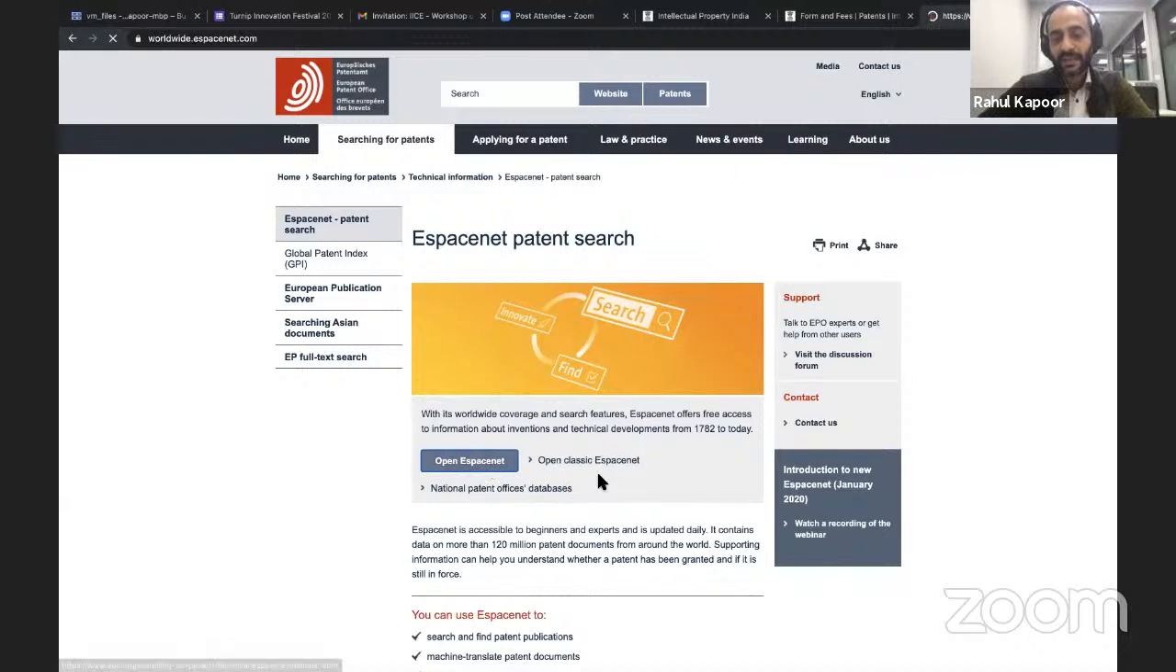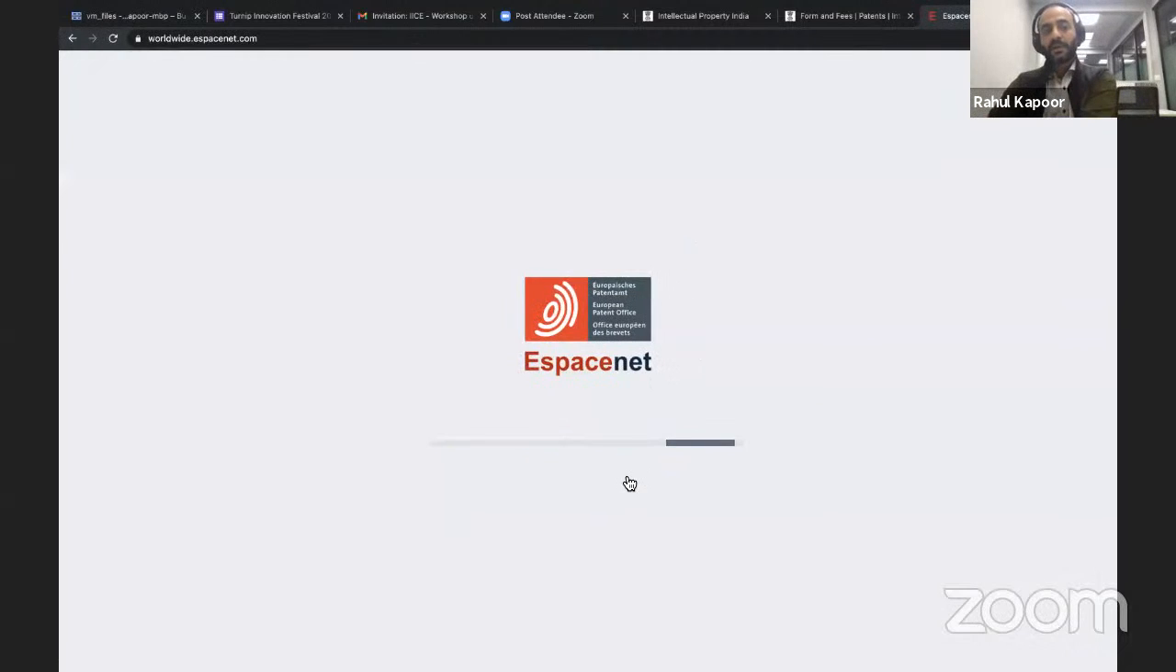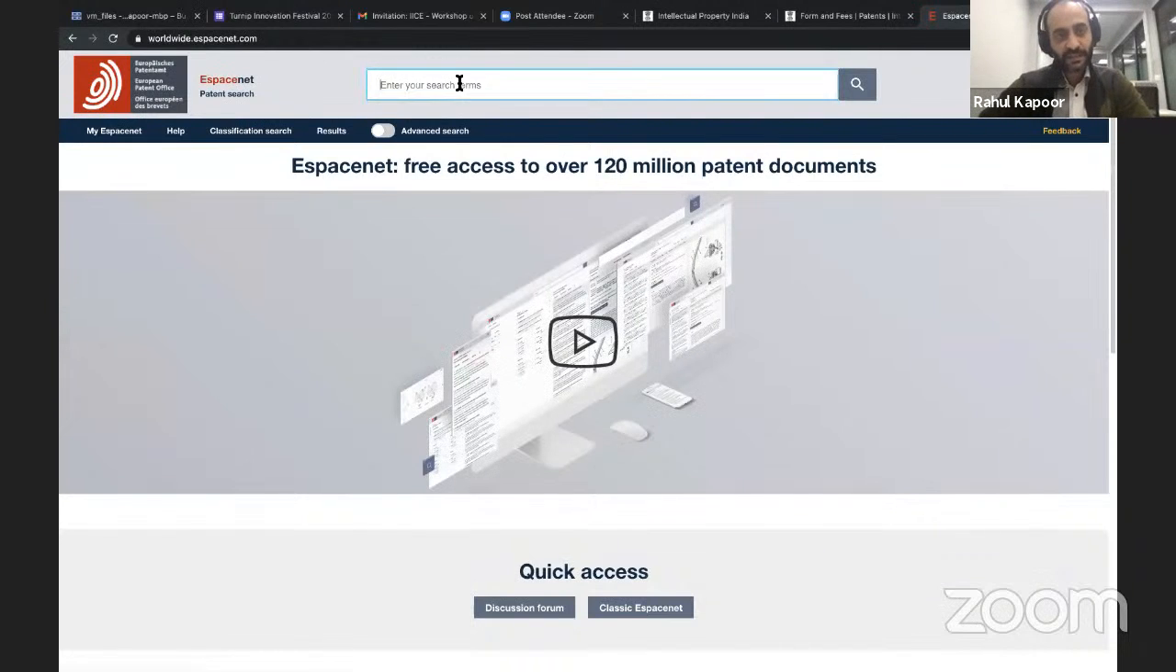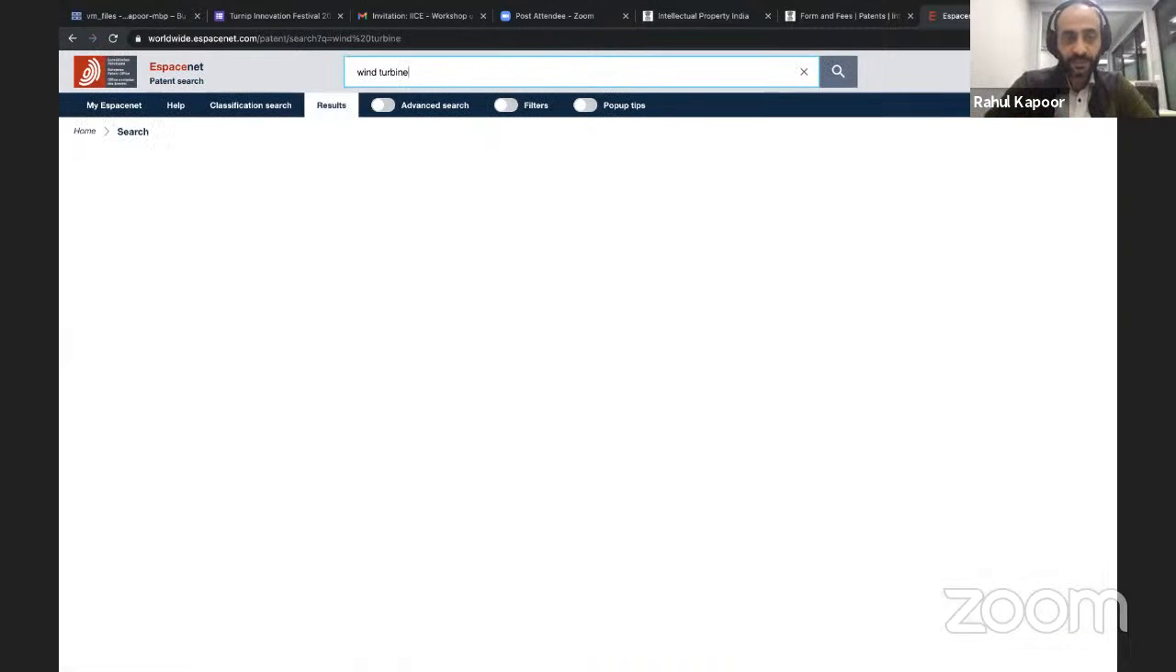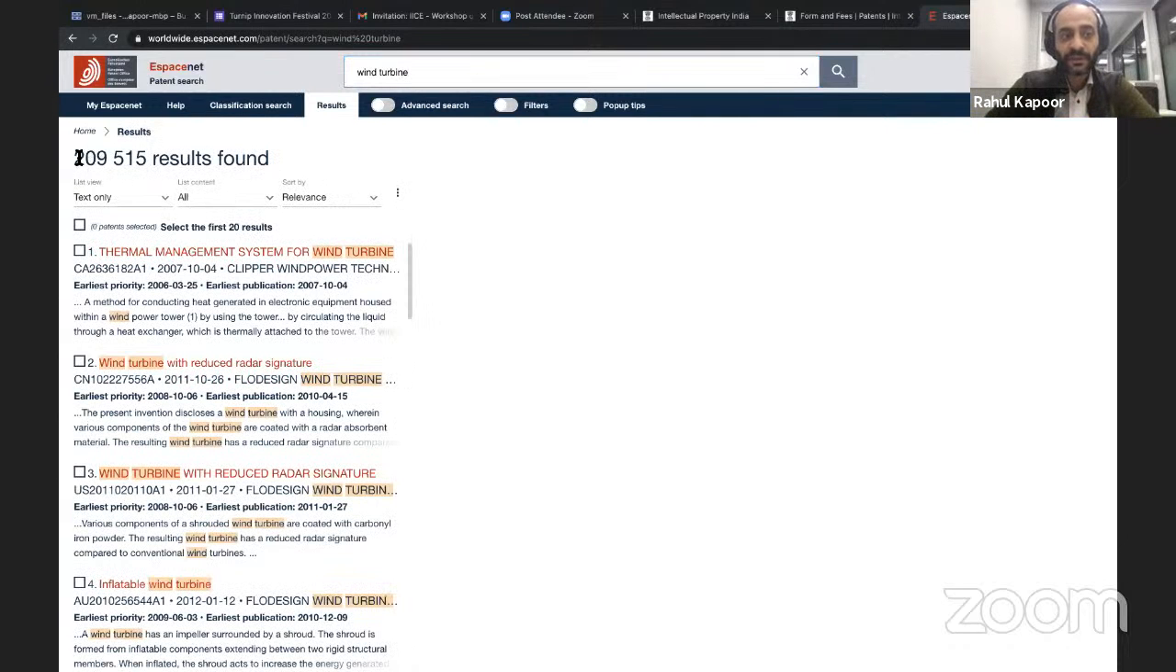They also have a classic version. Some people still prefer the old espacenet, which I think was in some ways better than this one. So I'm typing wind turbine here, just one example. You can type anything you want, and I want you to take a look at the number of hits. When I type wind turbine, I got 200,000 plus patents. That's enormous, right? Nobody has the time to go through all these patents.